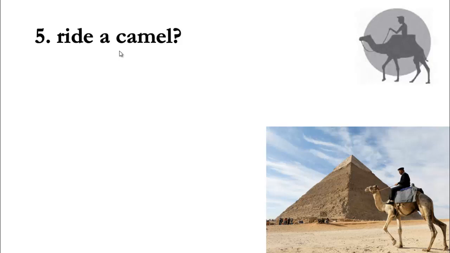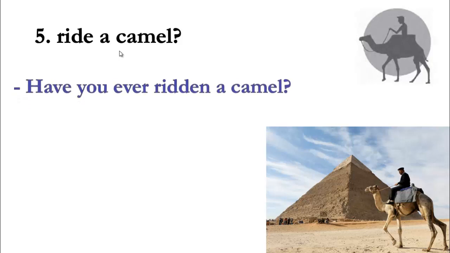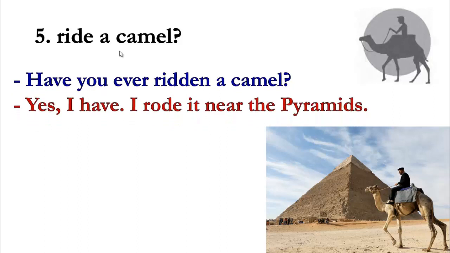If you don't know, you can pause the video and check. Go to the internet and find the verb 3 form of ride. It is going to give you rode, verb 2, and verb 3 it's going to be what? Ridden. Excellent. So have you ever ridden a camel? Yes, I have. I rode, this is the past of ride, near the pyramids. Well done.